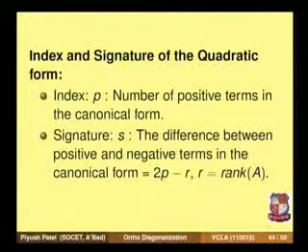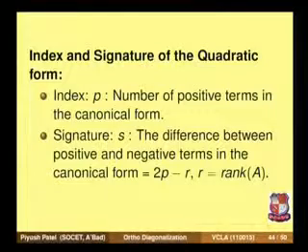The terms in the canonical form are obtained using the eigenvalues. So you can equivalently say the index of the quadratic form is the number of positive eigenvalues of the corresponding symmetric matrix A. Similarly, we define the signature. Signature is the difference between positive terms and negative terms in the canonical form. We have total terms n, in which we have p positive terms, and the negative terms are n minus p, so that we have a total of 2p minus r, where r is the rank of A.